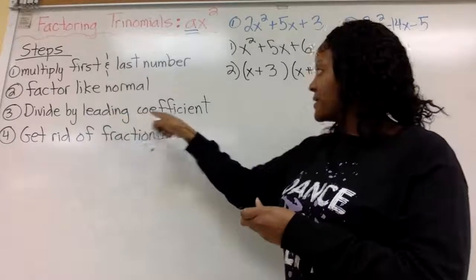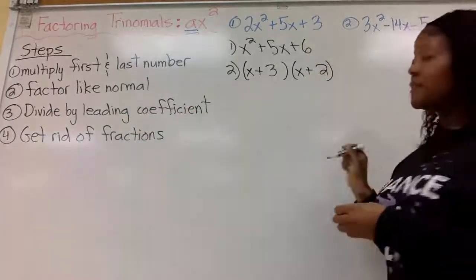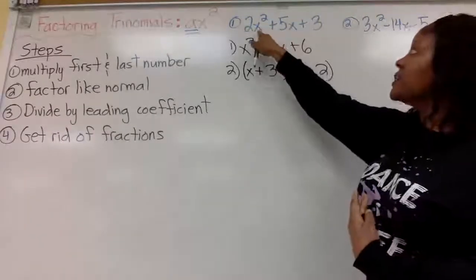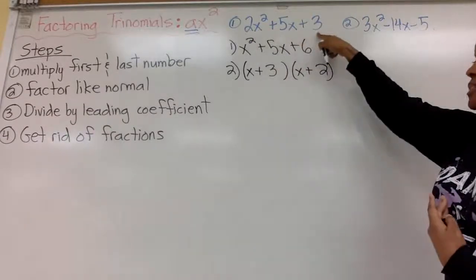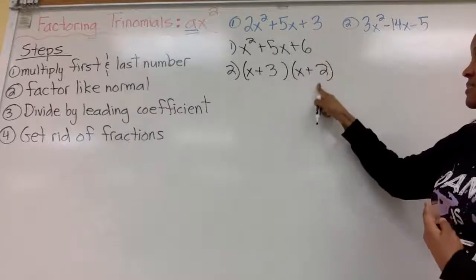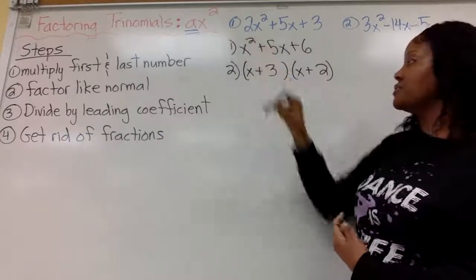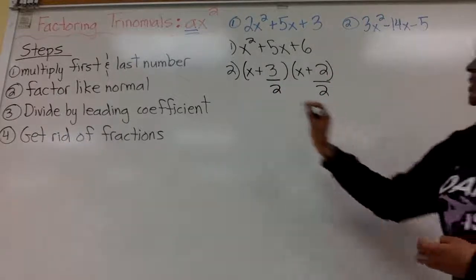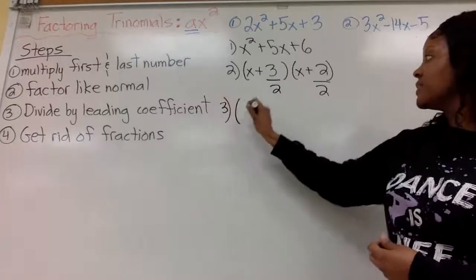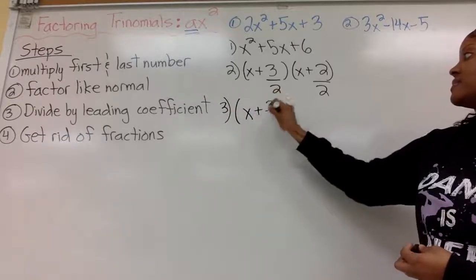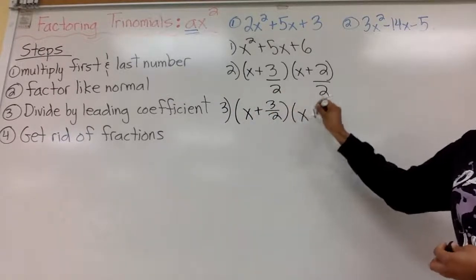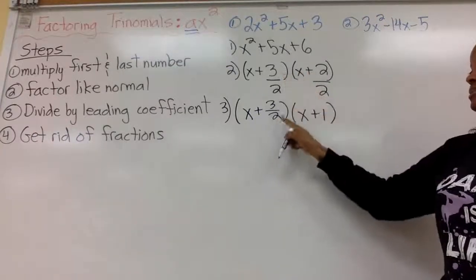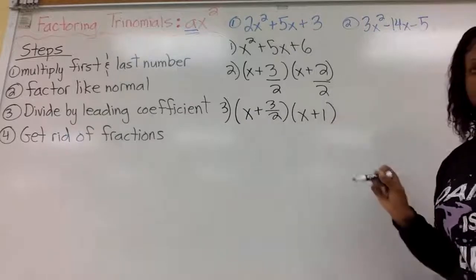Step 3 says divide by the leading coefficient. So leading coefficient is the first number in the problem if it's in order, which it should be. It should go x squared, x, and then your number. So we're going to divide these numbers by the first number in the problem, which is the number 2. So I'm going to divide by 2, divide by 2. And simplify, reduce. So this becomes 3 halves, and then this becomes 1. So 3 halves, I cannot simplify that anymore. Leave it as 3 halves. 2 divided by 2 is 1.